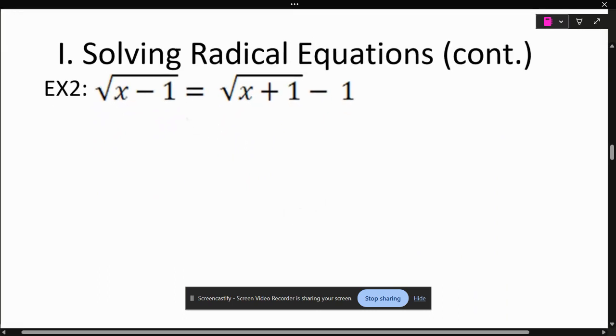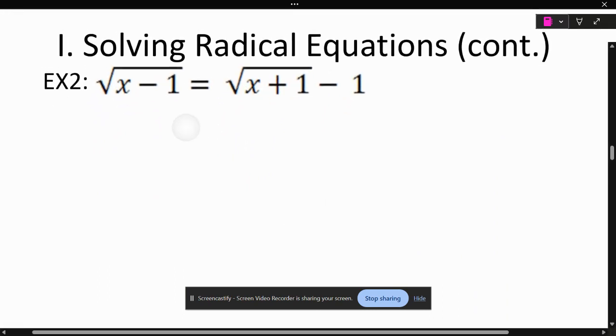Example number 2, solving radical equations. Square root of x minus 1 is equal to the square root of x plus 1 minus 1. We've got 2 radicals that we have to solve. I want to show you the steps on how to solve for this. Whenever it comes to the square root of x minus 1 and then the square root of x plus 1, you're actually going to have to use the square twice. So first off, because you have at least one radical, that is fine. We'll square both sides.